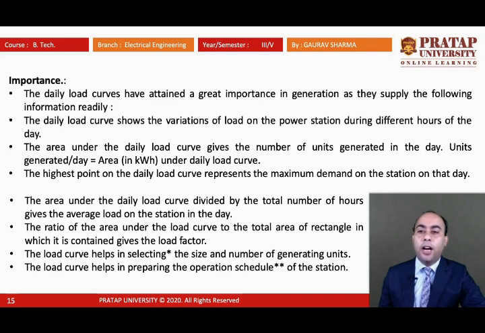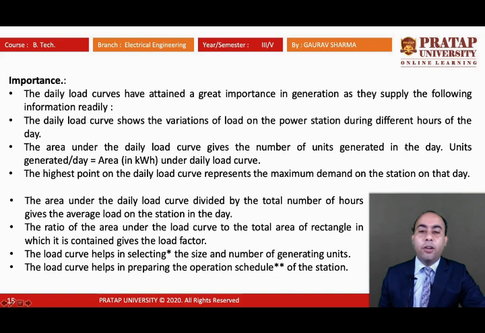The area under the daily load curve gives the number of units generated in the day. Units generated per day is equal to the area in kilowatts under the daily load curve. The highest point on the daily load curve represents the maximum demand of the station for the day. At the particular time the load curve shows the peak, like 9 p.m. in the night, it is the maximum demand of the station.